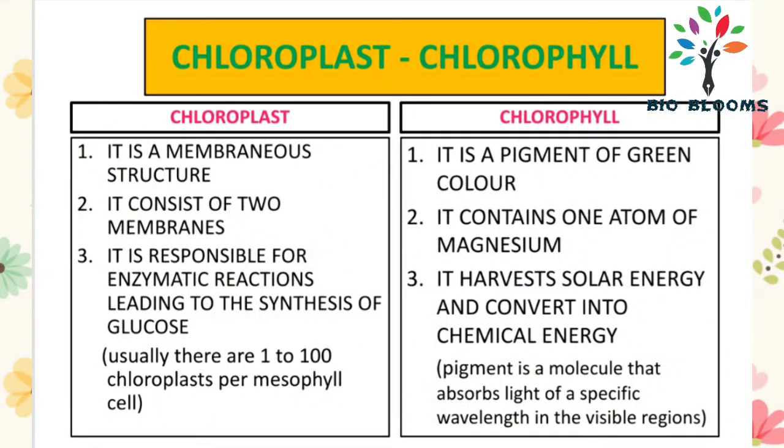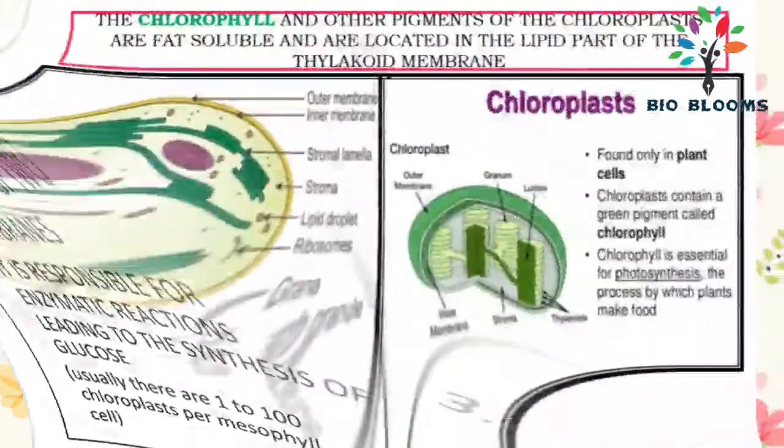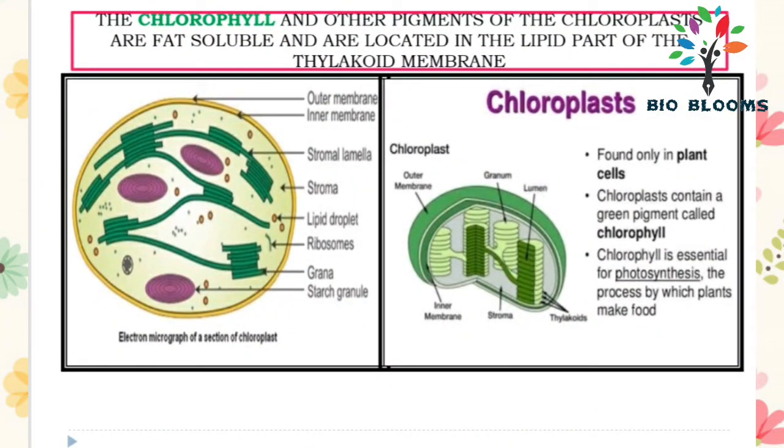And next we come to the differences between chloroplast and chlorophyll. Chloroplast is a membranous structure and consists of two membranes, responsible for enzymatic reactions leading to the synthesis of glucose, whereas chlorophyll is a pigment of green color, contains one atom of magnesium, and it harvests solar energy and converts it into chemical energy.